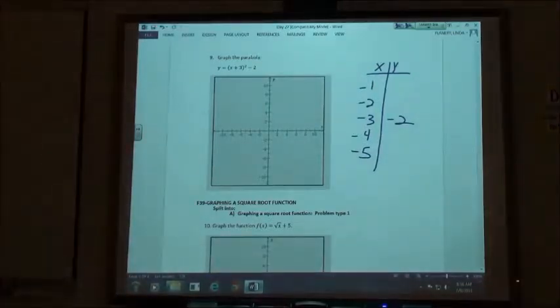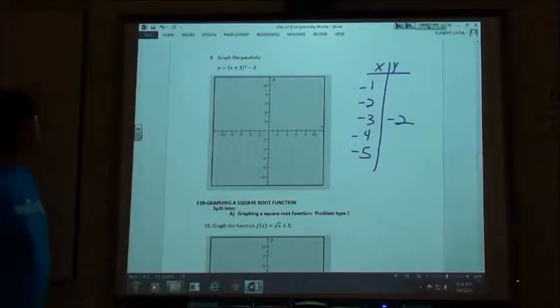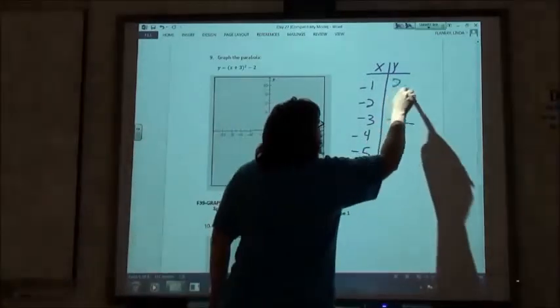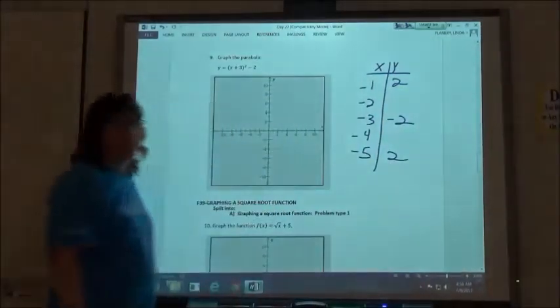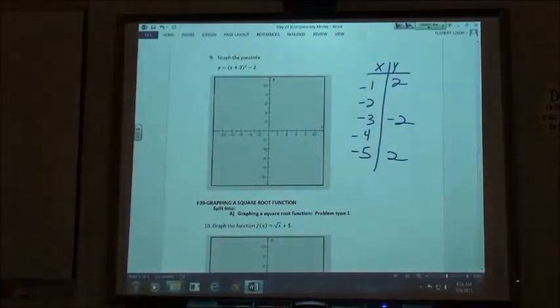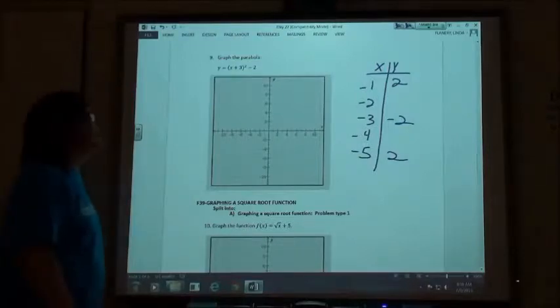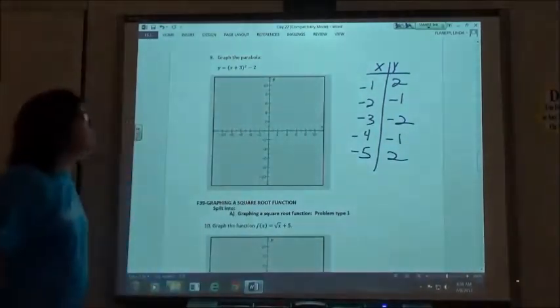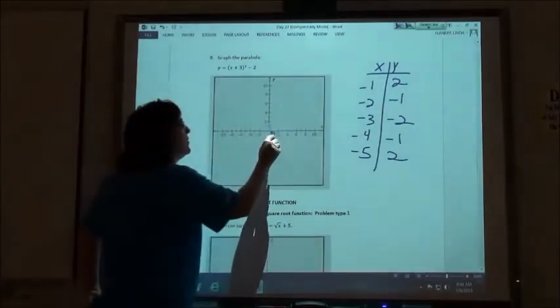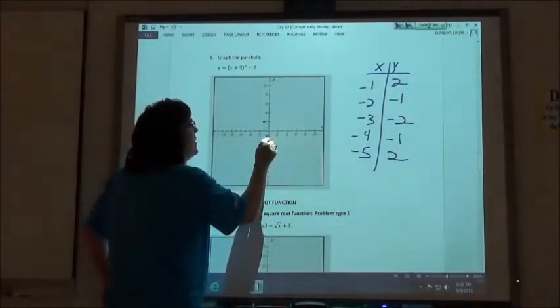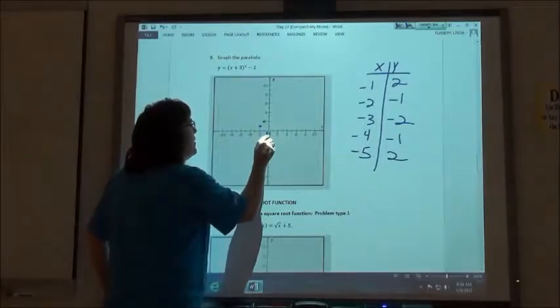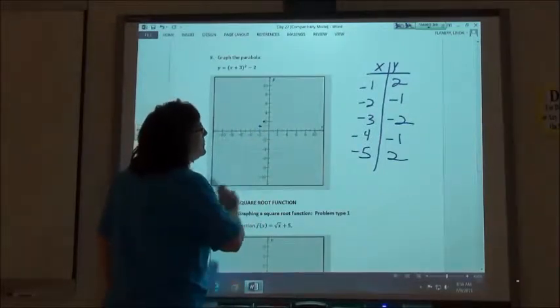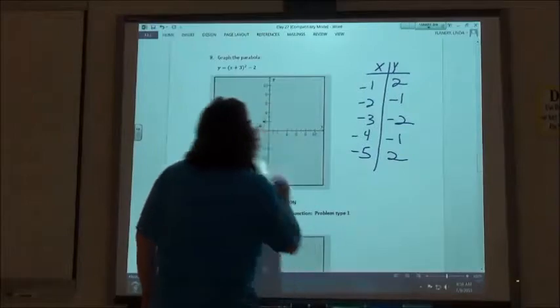So if we put -1 in for x, we would get 2. And when we put -5 in, we probably should get the same 2. If we put -2 in for x, we would get -1, which means we also should get -1 for a -4. So, -1, 2, -2, -1.